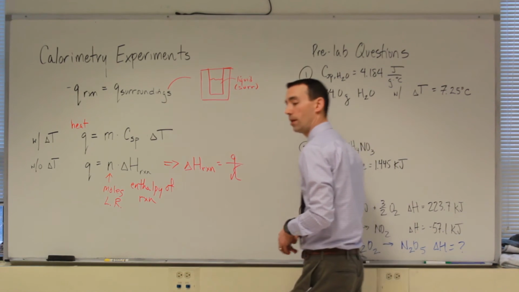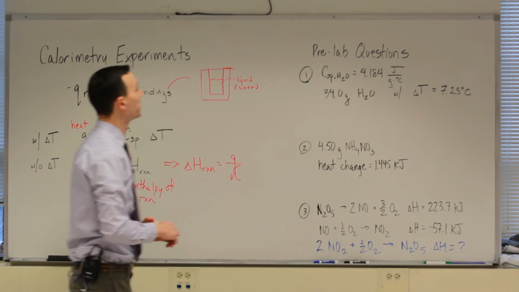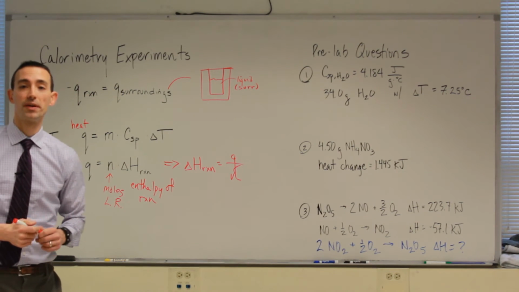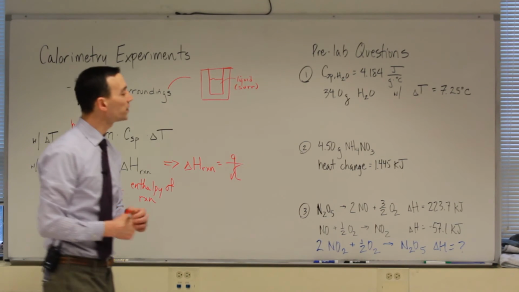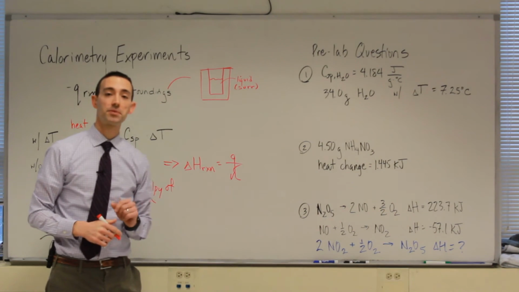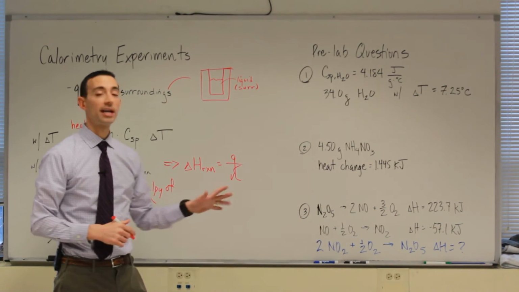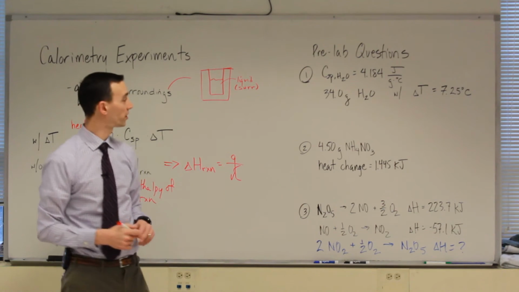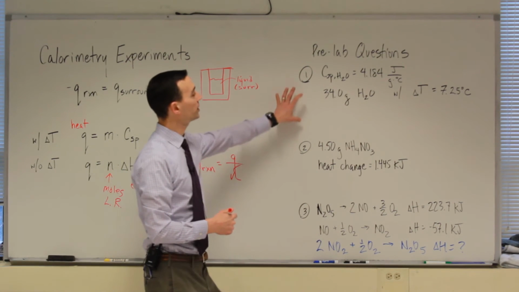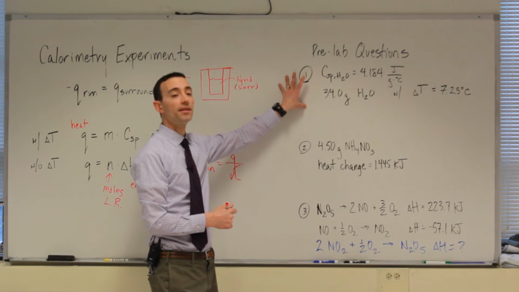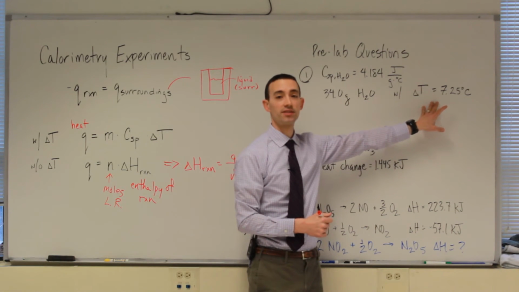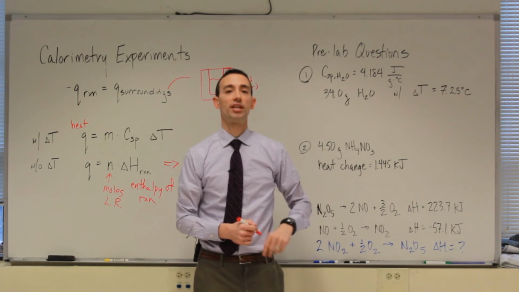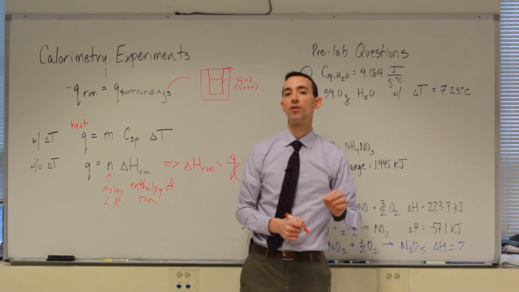Okay? All right. Let's look at the pre-lab questions real briefly and give you a little bit of a hint on how to solve each of them. The first two have really direct relationships to calculations that you'll do as part of the lab work. So they're great practice. In the first question, we're looking at a sample of water that undergoes a temperature change of 7.25 degrees Celsius. And we're asked about how much heat must be absorbed by the water.